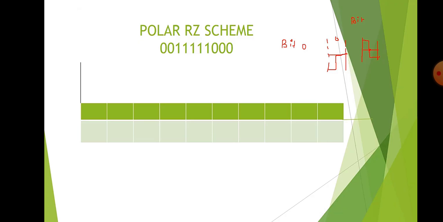So the x-axis is voltage and the y-axis is time t, and the given bit pattern is 0, 0, 1, 1, 1, 1, 0, 0, and 0. So I have to take the center points of each and every bit.